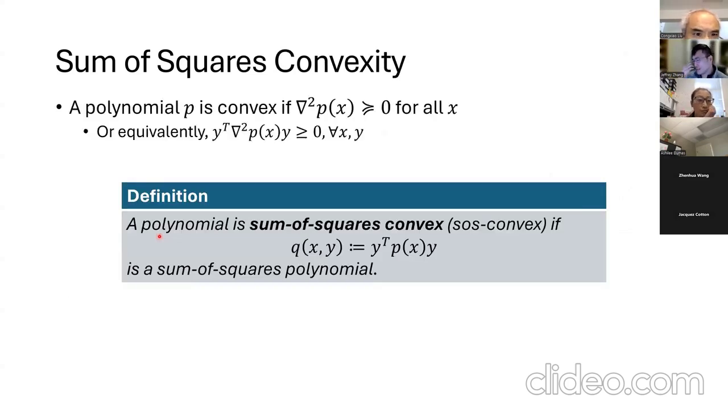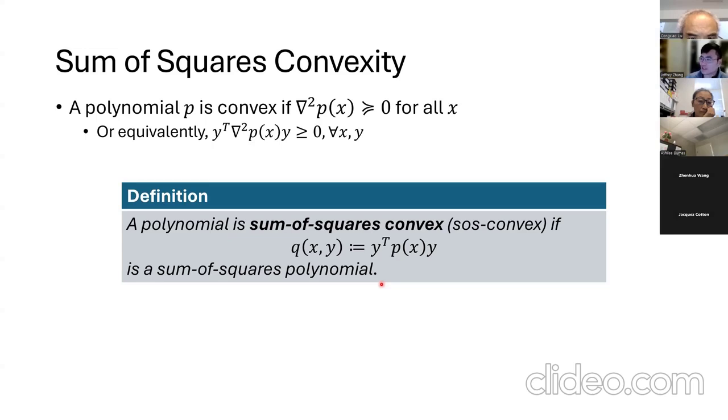So what do we actually use in the paper? Something called sum of squares convexity. We say that a polynomial is sum of squares convex if, oh wait, no, this is a typo. There should be a Hessian there. It should be y transpose times the Hessian of p times y is a sum of squares polynomial.